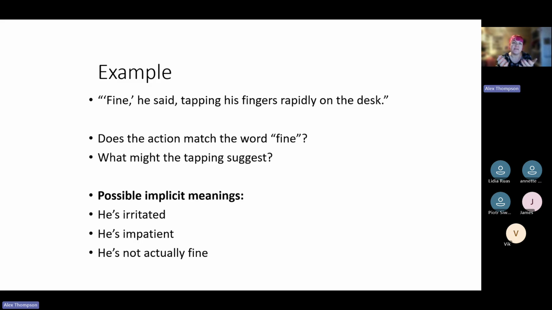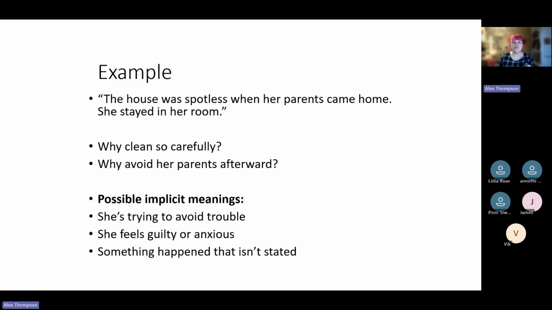And you have to read a piece and work out, are they being positive? Are they being negative? Are they angry? Are they happy? Are they looking at things balanced? So it's being able to see these little clues, like if it explains somebody's body language, if it explains anything about their tone of voice or their actions. Let's have a look at the next one. The house was spotless when her parents came home. She stayed in her room. Okay.